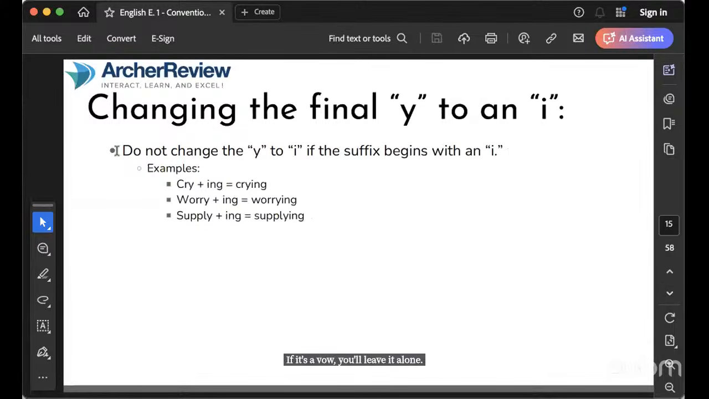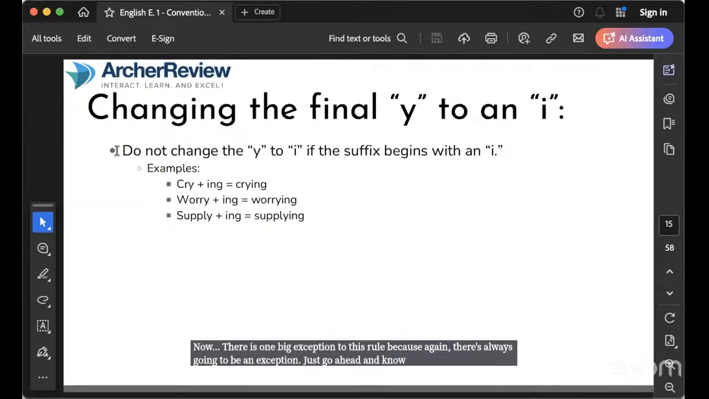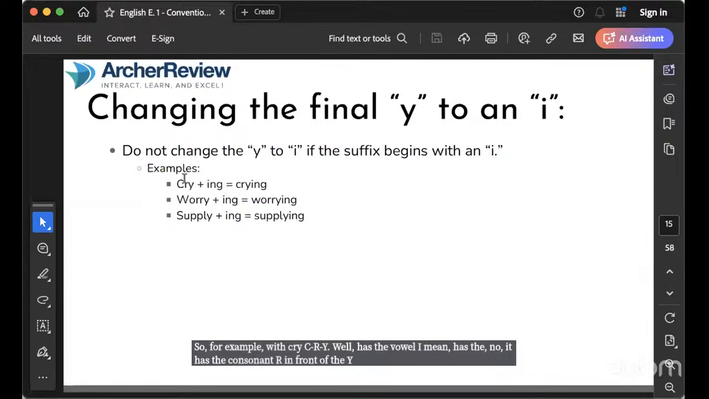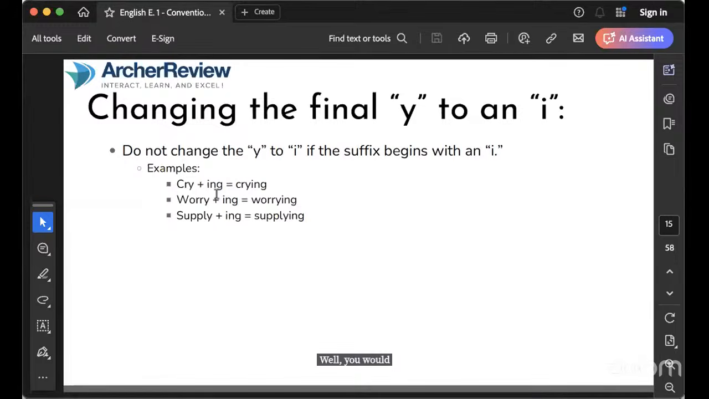Now, there is one big exception to this rule, because again, there's always going to be an exception. Just go ahead and know there's always going to be an exception. So do not change that Y if the root word ends in a Y, even if the letter that comes before it is a consonant. So for example with cry, C-R-Y, it has the consonant R in front of the Y. So that would say, oh, I've got to change my Y to an I. Well, you would if the suffix was ed: cried, C-R-I-E-D.